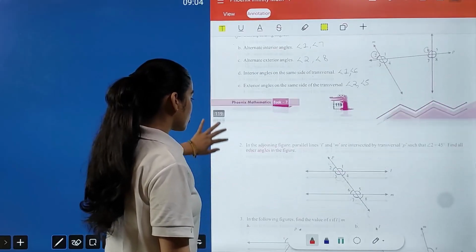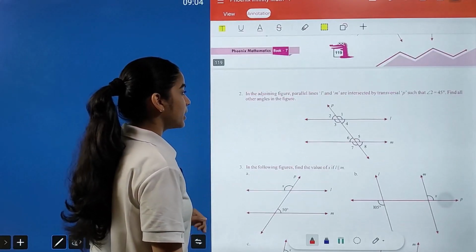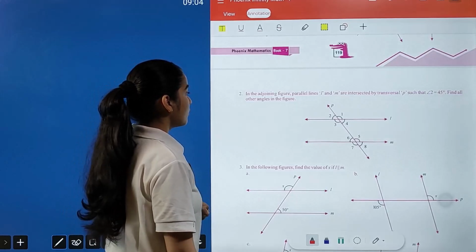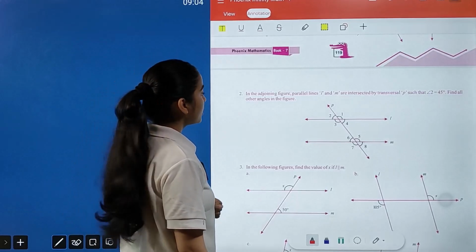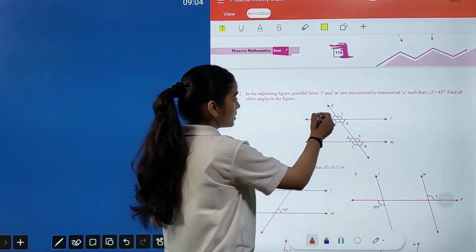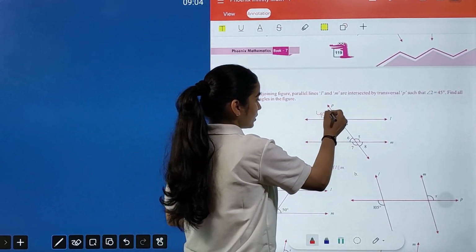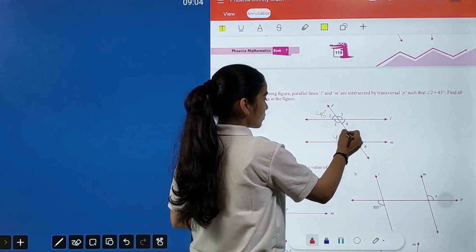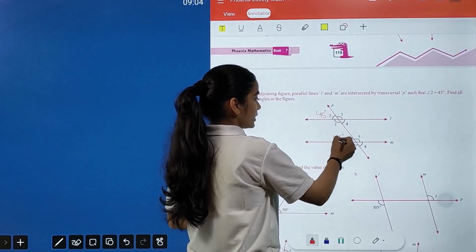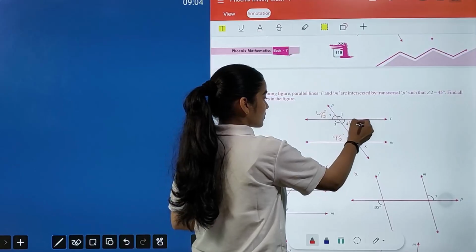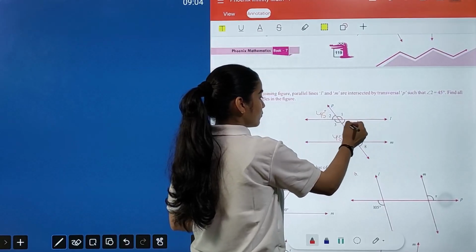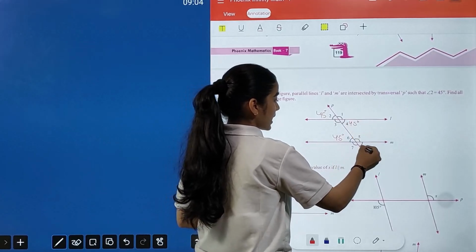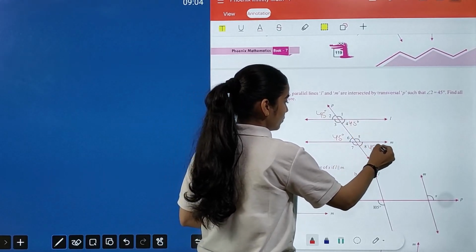Next we have in the adjoining figure, parallel lines L and M are intersected by transversal P such that angle 2 is equal to 45. Find all other angles in the figure. If it is equal to 45, then according to the corresponding angles property, it is also equal to 45. According to vertically opposite angles, angle 4 is also equal to 45. If angle 4 is equal to 45, it means angle 8 is also equal to 45.